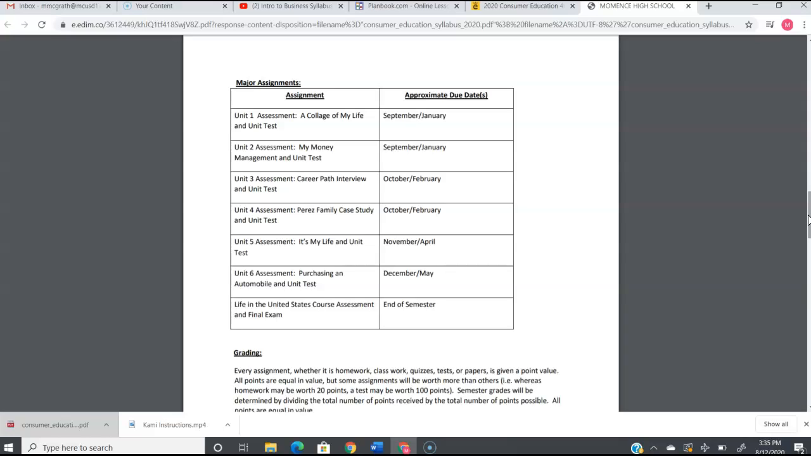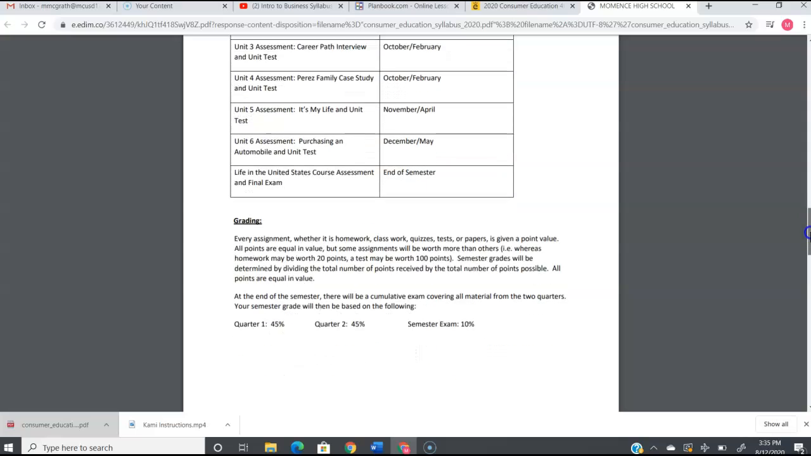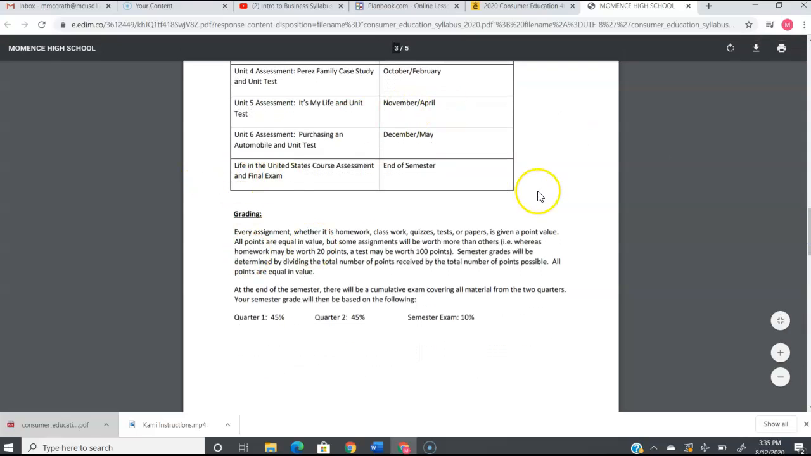Unit 4 assessment is the Perez Family Case Study. Unit 5 assessment is It's My Life project. And then Unit 6 assessment is Purchasing an Automobile. That's a fun one. You get to pick a car that you want to buy, and you need to research it, the insurance, the loan information, and then finally you will have a final exam. Okay.